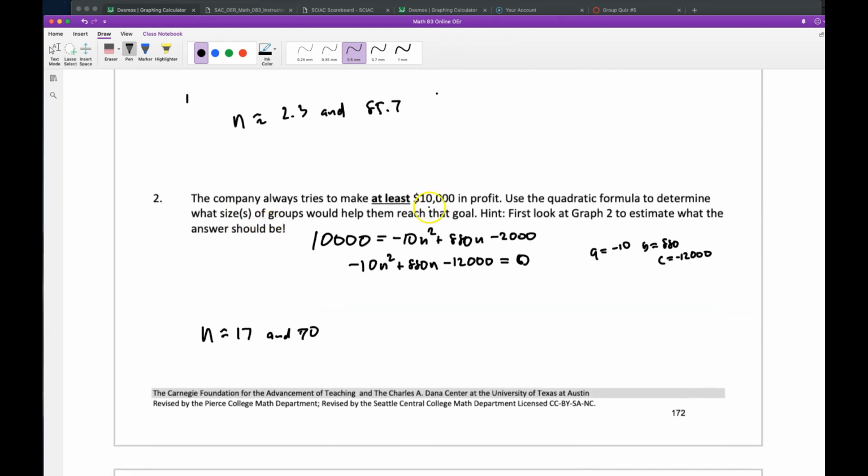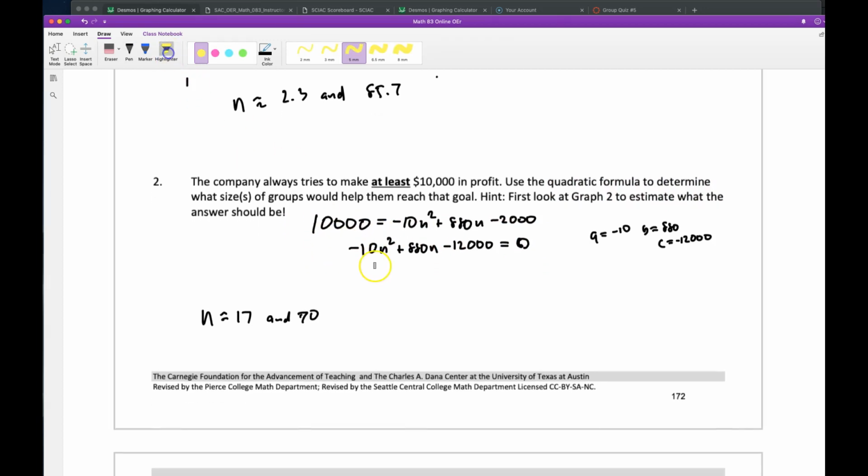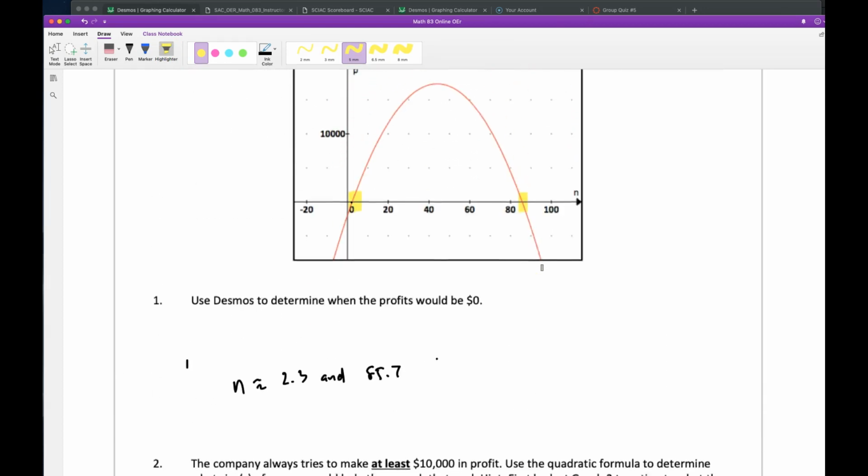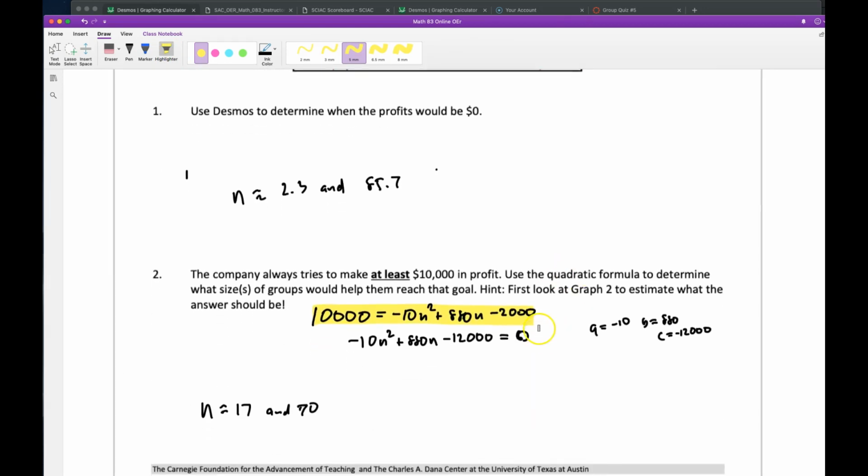The company tries to make at least $10,000 in profit. Use the quadratic equation to determine what size group would need to reach that goal. So what you're really solving is, if you look carefully, I set the quadratic equation equal to 10,000. And then you go ahead and solve. You should get around 17 and 70.